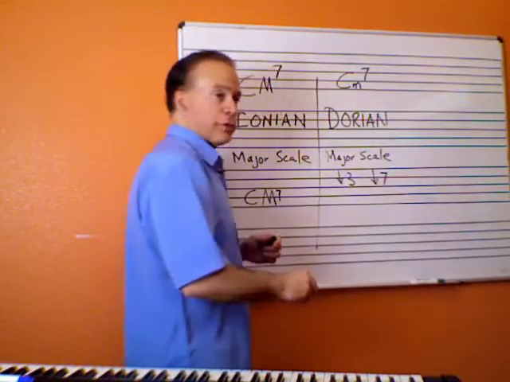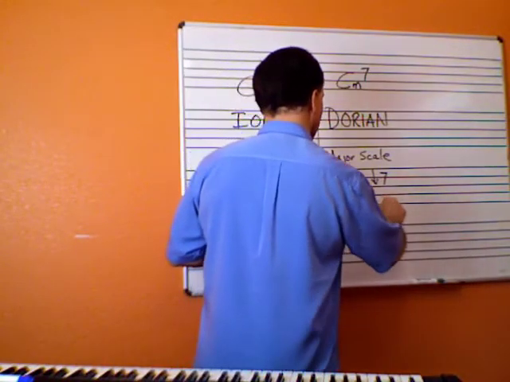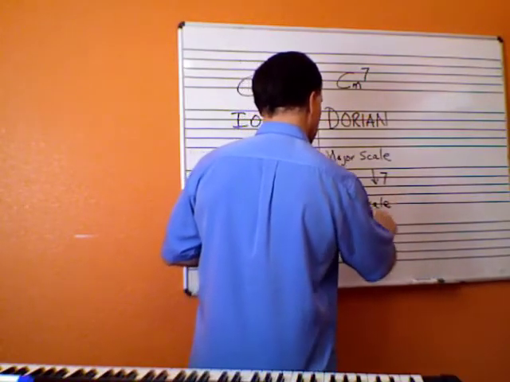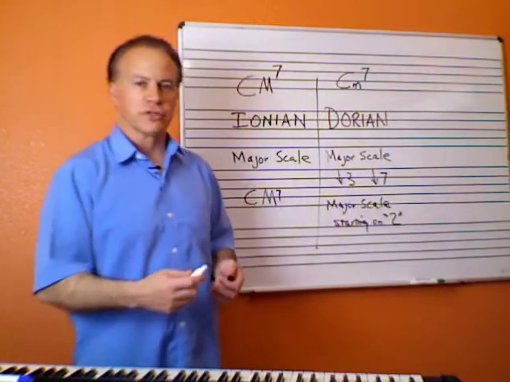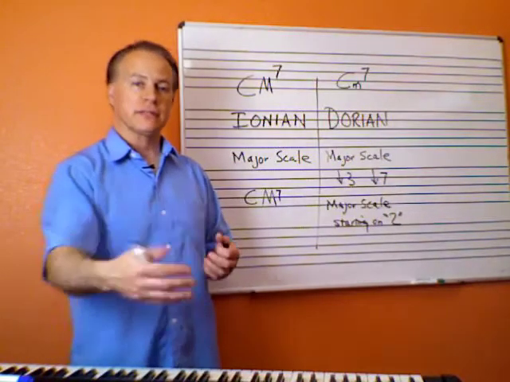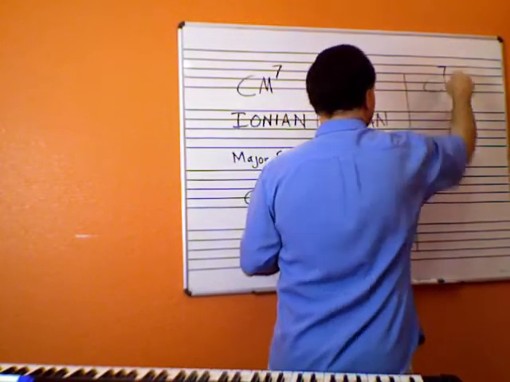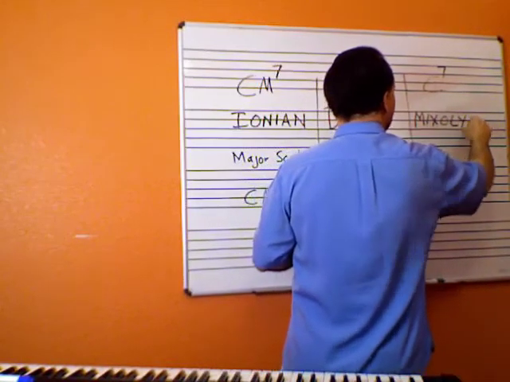And you could also think of it as a major scale starting on 2. For example, the B-flat major scale starting on C would be the C Dorian mode. And the last mode we talked about was for dominant chords. And we called that one Mixolydian.